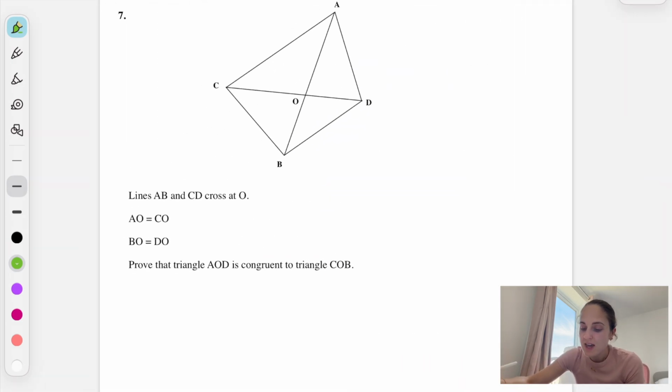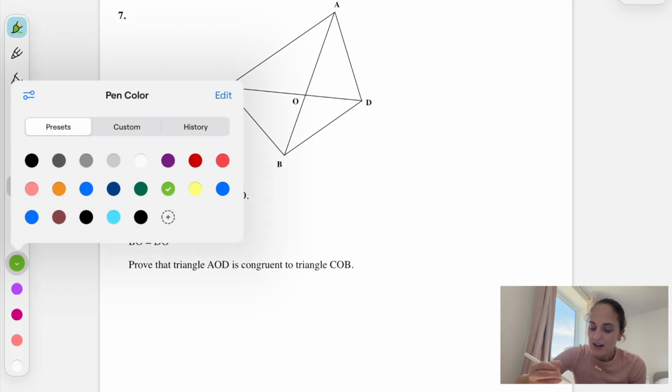This question here, we have AB and CD cross at O, AO equals CO, and BO equals DO. We need to prove that triangle AOD is congruent to COB. So again, I'm going to label what we have.